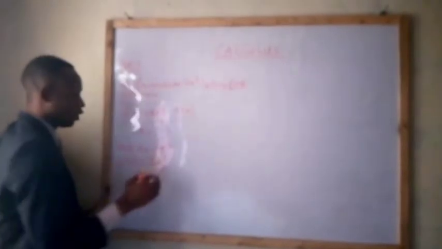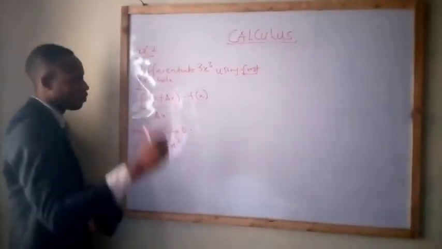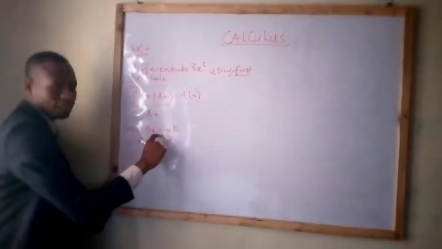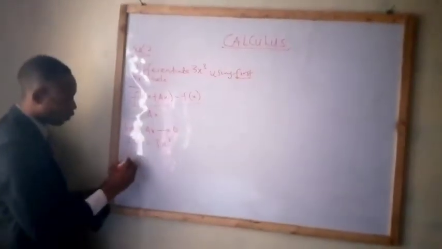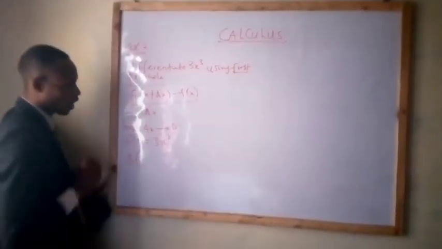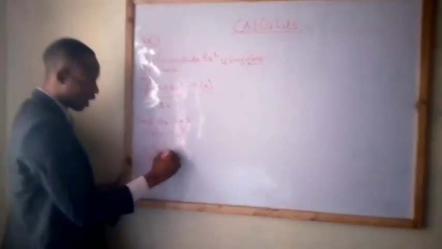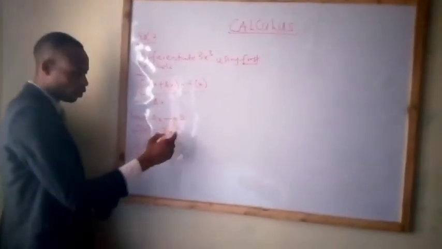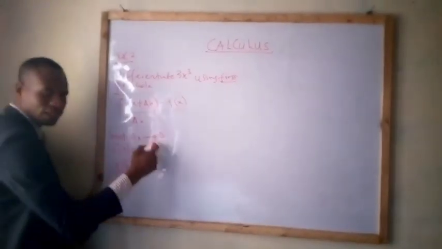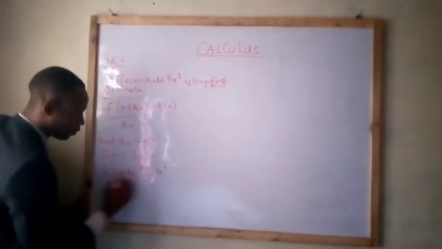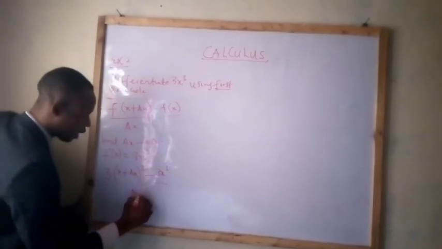3x raised to power 3. So this 3x simply represents f. So if I replace f as 3 in this formula, of course I'm going to have 3 into bracket, then this x here represents the whole of this: x plus delta x, then the power here is simply 3. Minus, now the whole of f represents this: 3x cubed all over delta x.